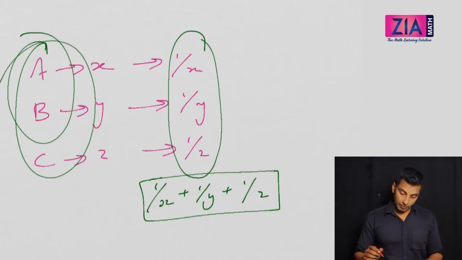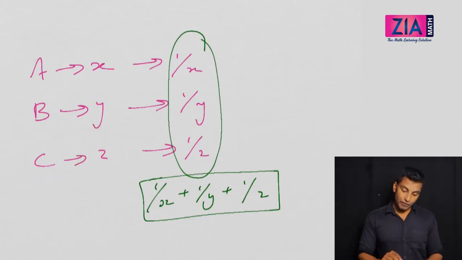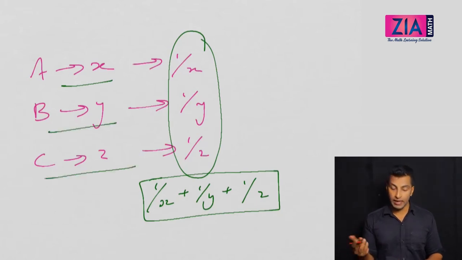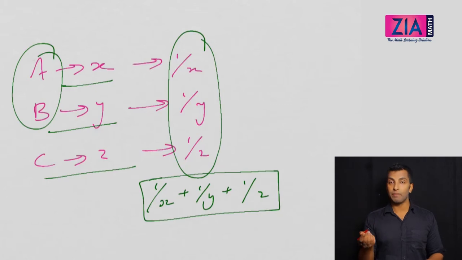Or see, the questions can be like A can finish in X days, B can finish in Y days, C can finish in Z days. You'll get some numerical values, right? A and B started working together. After 3 days C joins them. Now in how many days the work will be completed?